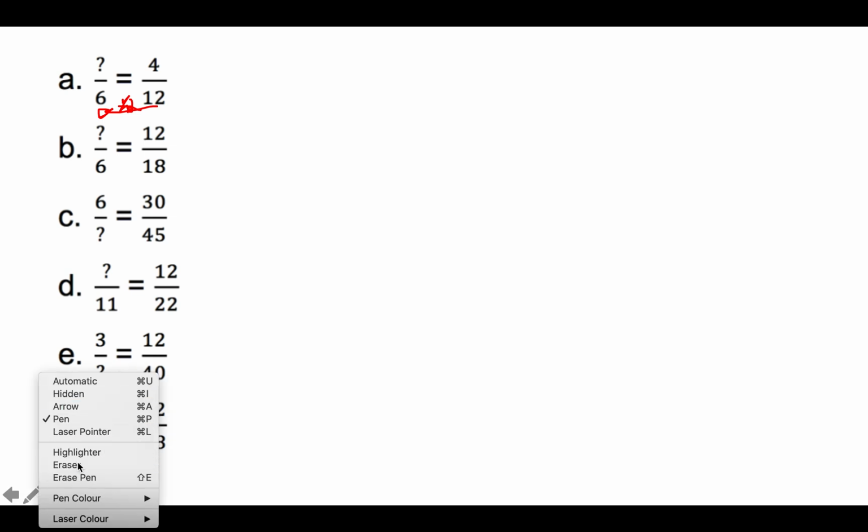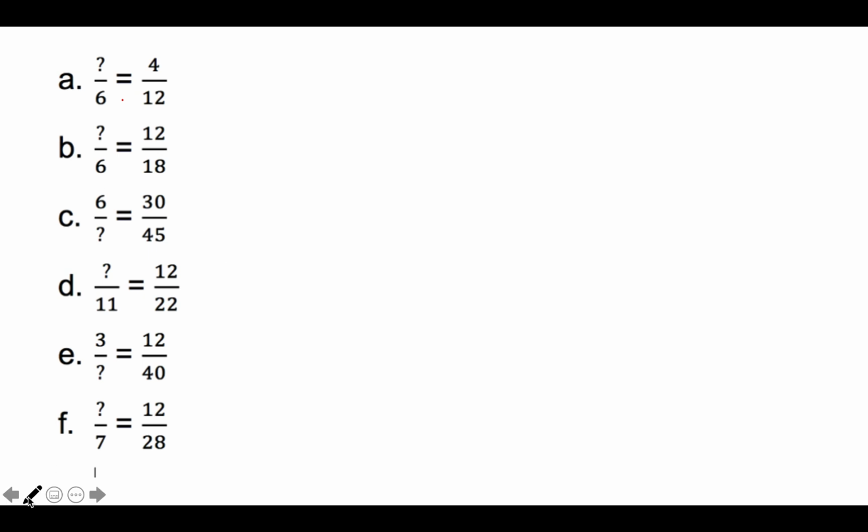I'm just going to rub that out to make it a bit neater. So, let's mark your answers. What do we do to get from 12 to 6? We divided it by 2. So, whatever we do to the denominator, we do to the numerator. We're going to divide 4 by 2 to get 2. Give yourself a tick if you got that one right. Next one, 18. What did we divide it by to get it to 6? We divided it by 3, so we do 12 divided by 3, to get the answer 4.